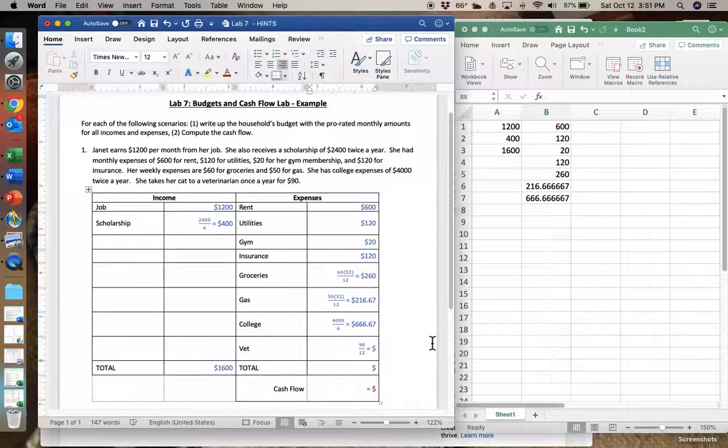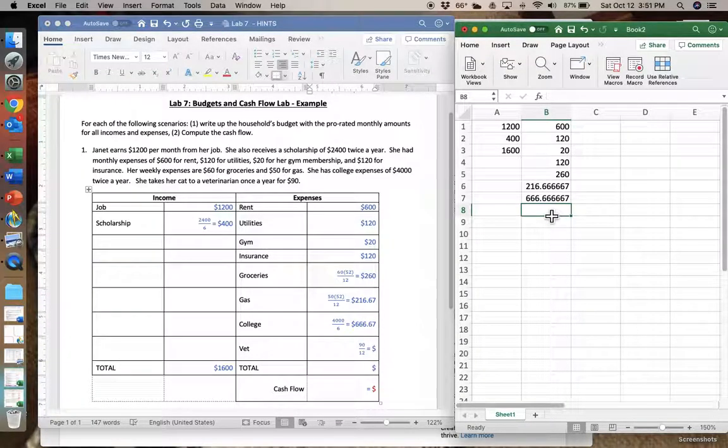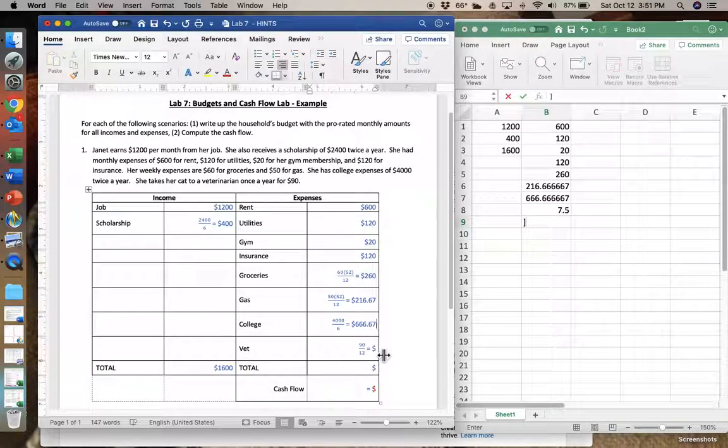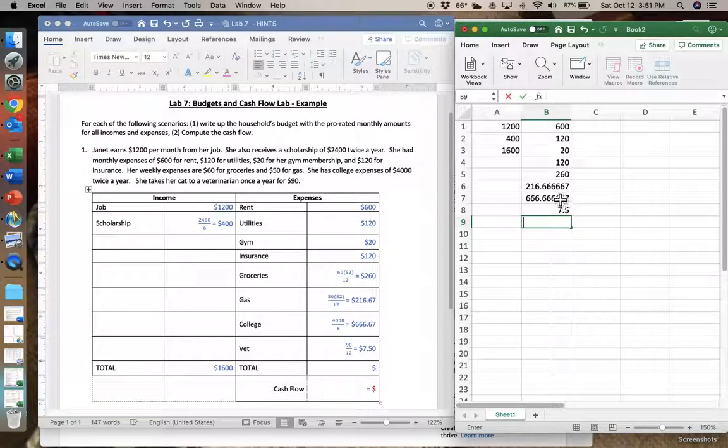And last, it says she takes her cat to the veterinarian once a year for $90. So how much does she need to be saving each month, basically, to get $90 to take her cat to the vet? We'll divide 90 by 12. And that's 7.5. So $7.50 a month. To make sure that I don't get any rounding error over here, I'm going to go ahead and change these to exactly what I have in my form.